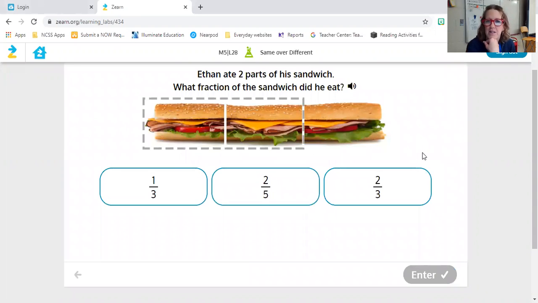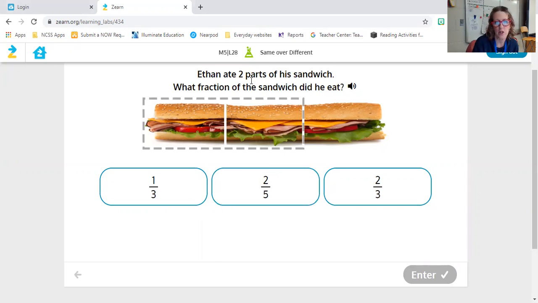All right, so let's start with Ethan ate 2 parts of his sandwich. What fraction of the sandwich did he eat? Here we're going to count, and remember that when we count, however many parts are in the whole thing is what our denominator is. Let's see if we can find one that has 1, 2, 3. This has a denominator of 3. This one has a denominator of 5, so that's too much. This one has a denominator of 3, so it's one of these two.